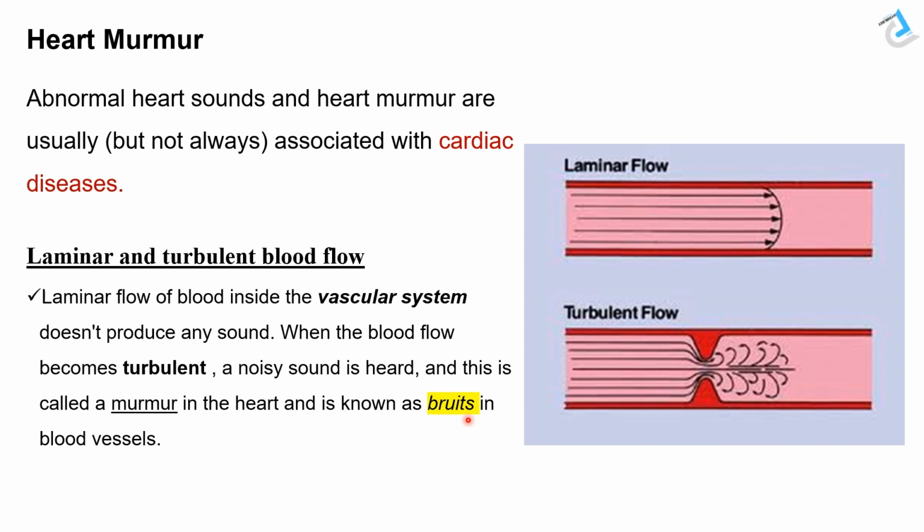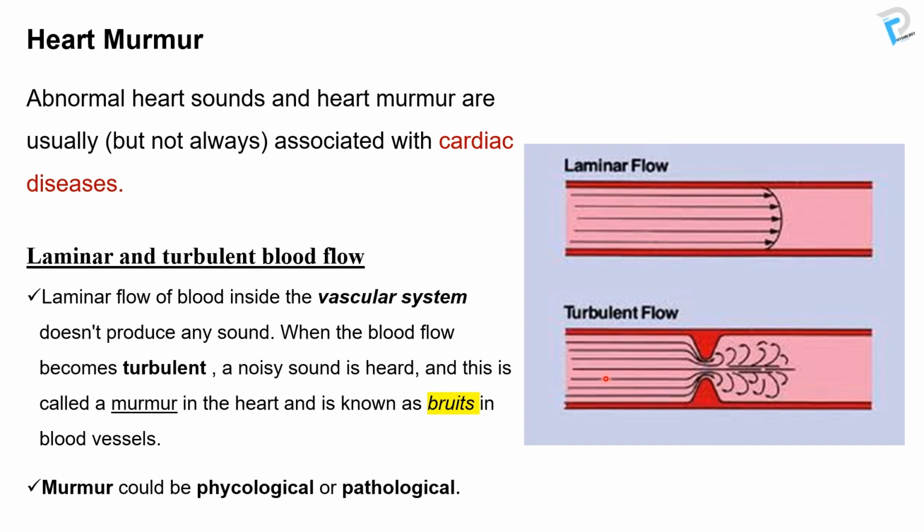The turbulence can be because of many reasons. One of them, like what we see here, is that the vessel gets partially blocked, so the flow gets turbulent. It could be an aneurysm, for example, as an opposite to that. When we talk about the heart, it can be because of stenosis or incompetence of the heart valves, which causes turbulence in the flow.